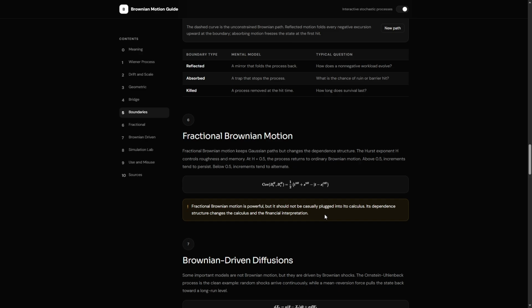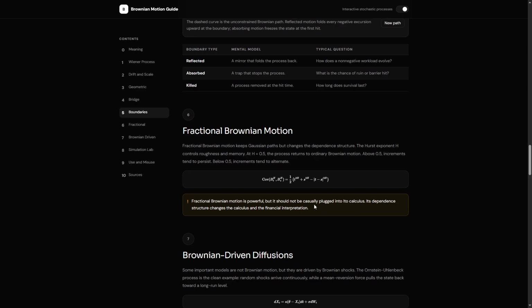Fractional Brownian motion. What if moves are not independent? The Hurst exponent controls the memory. H above 0.5 means trends persist, H below 0.5 means mean reversion dominates.